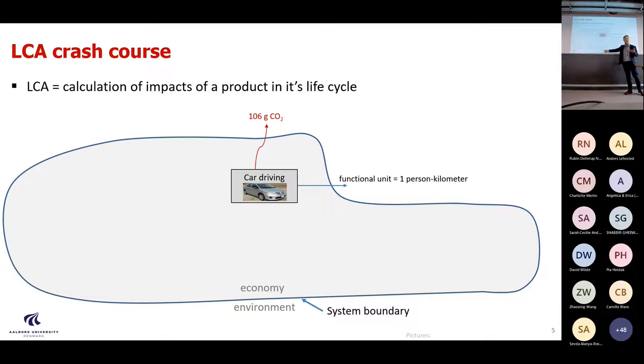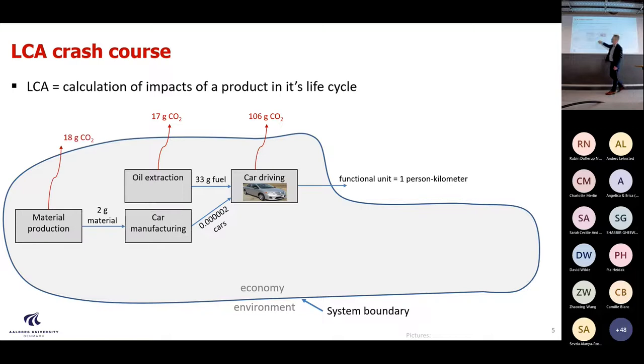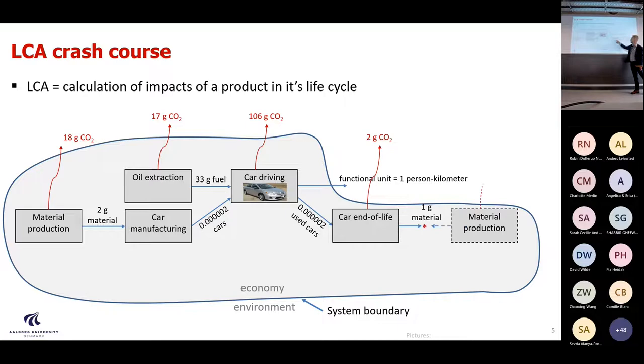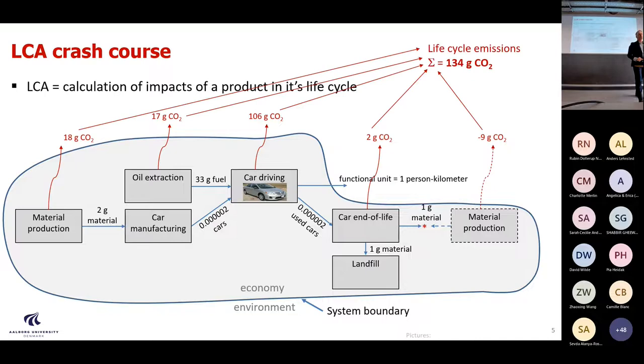So we are looking a bit upstream here. We need to extract some oil and refine some oil. That gives us 17 grams of CO2 per, again, this functional unit of 1 person kilometer. Then we also need to have the cars produced here that needs some material that emits some CO2 emissions. When we are done with the car, after end of life, we send it to treatment here. Something is recycled and we can reuse some of the materials. So we may avoid some material production if we recover the materials here, and the rest may go to landfill down here. And then we can sum up all the emissions and we have what we call the life cycle emissions. That was part one of the crash course here.